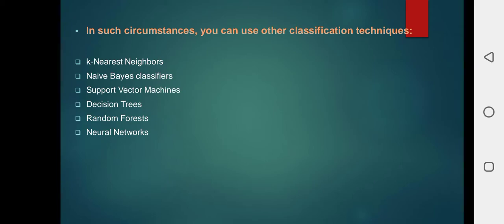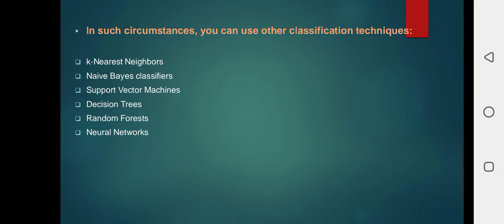Support vector machines are supervised learning models with associated learning algorithms that analyze data for classification and regression analysis. The decision tree is a decision support tool that uses a tree-like model of decisions and their possible consequences, including chance event outcomes, resource costs, and utility.